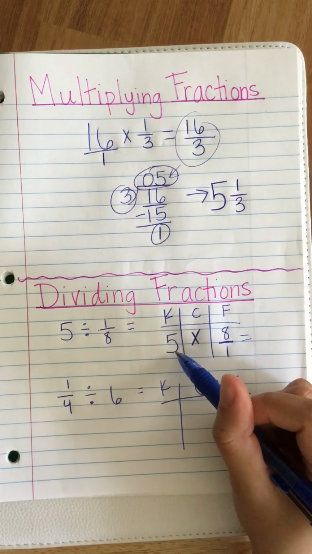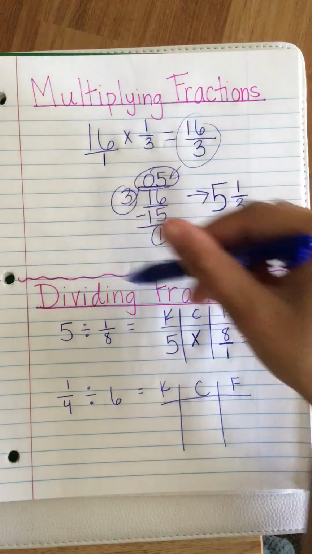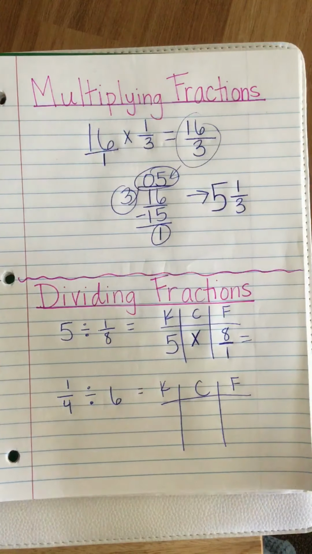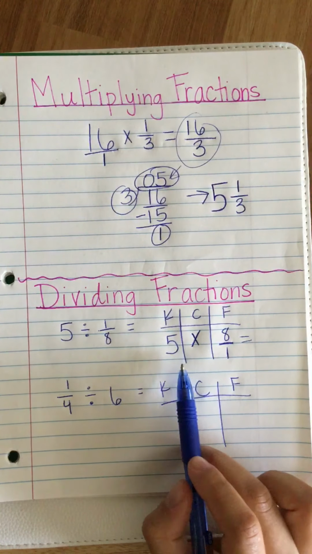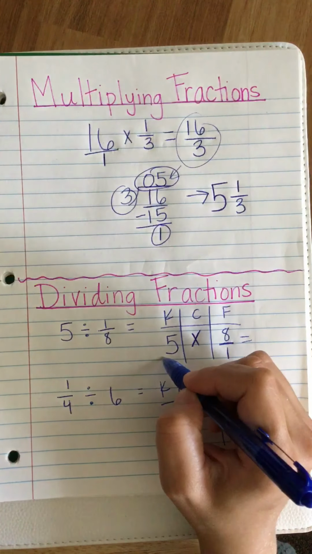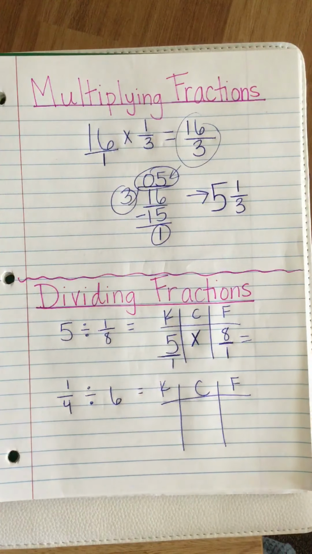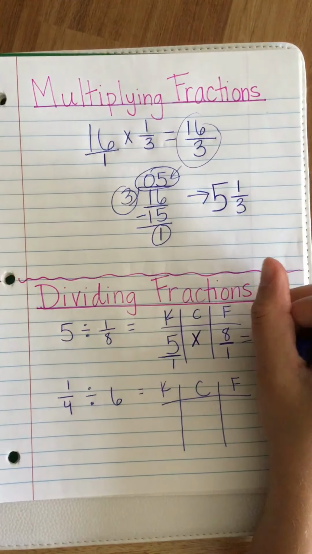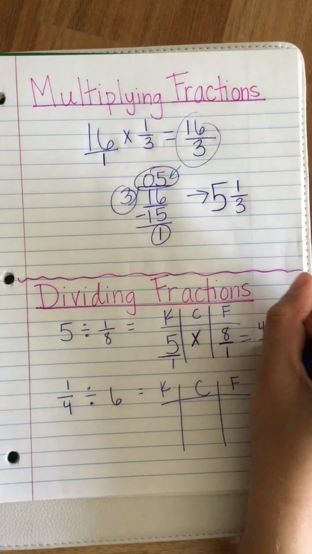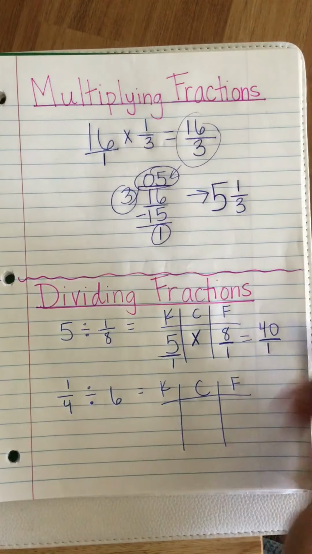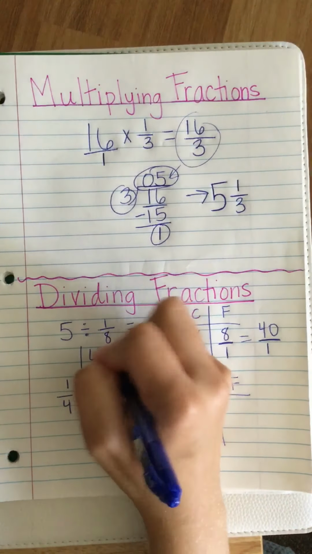Once you've kept your first number and flipped the second, you just multiply across like we did up top with just multiplying fractions. If you can multiply this way, that's fine. But remember, underneath whole numbers, it's that 1, that imaginary 1 that's there. So multiplying across, we get 40. 5 times 8 is 40 over 1, which is really just 40. So our answer for the first one is 40.